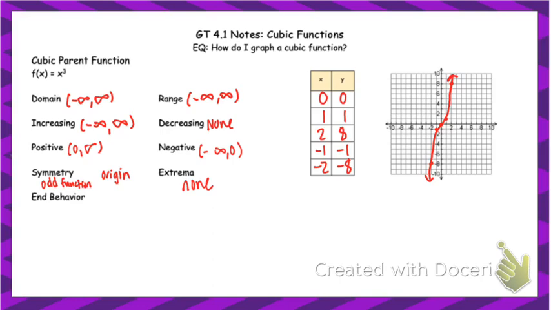Now what it does have, that point at 0 where your graph kind of bends, is called our point of inflection. And what that means is that your graph is changing from concave up to concave down. So your graph is concave up on one side of that point, and concave down for the rest of the graph. So that point of inflection is what we have right there at 0, 0.